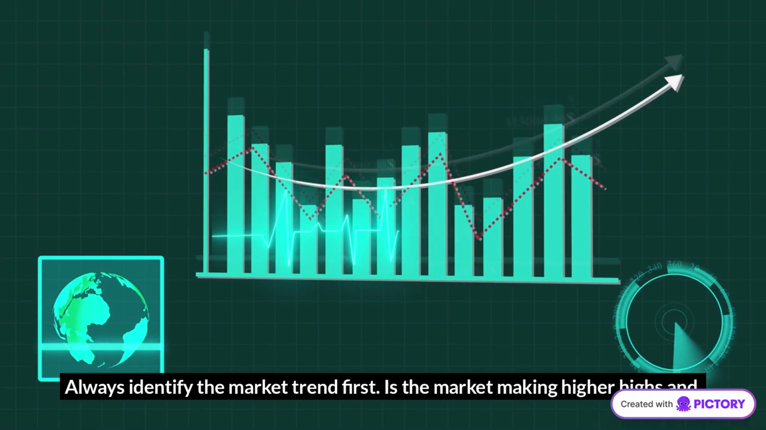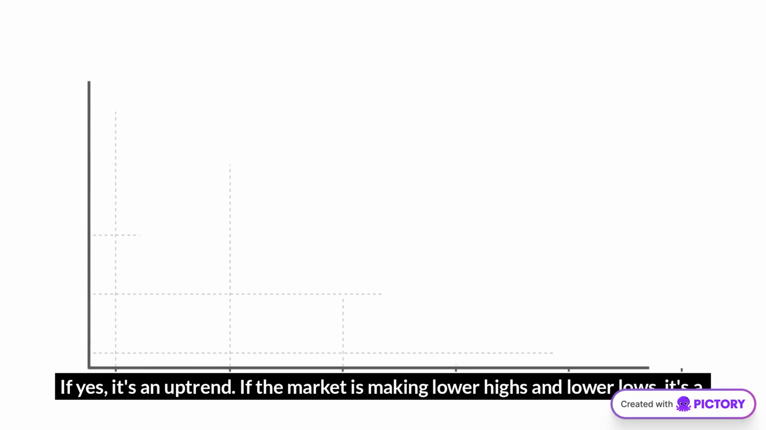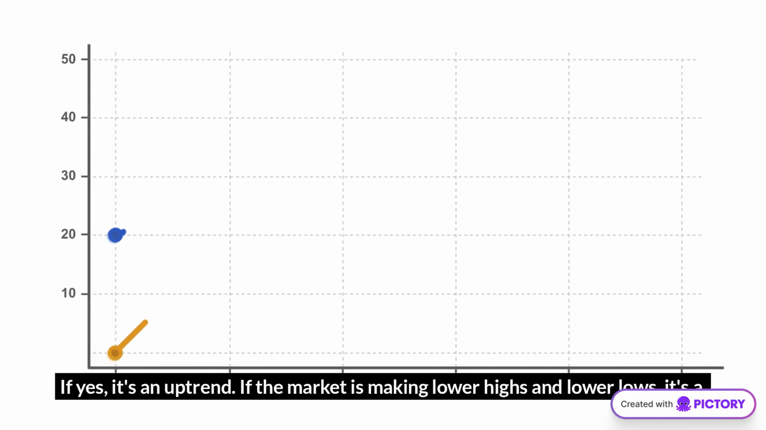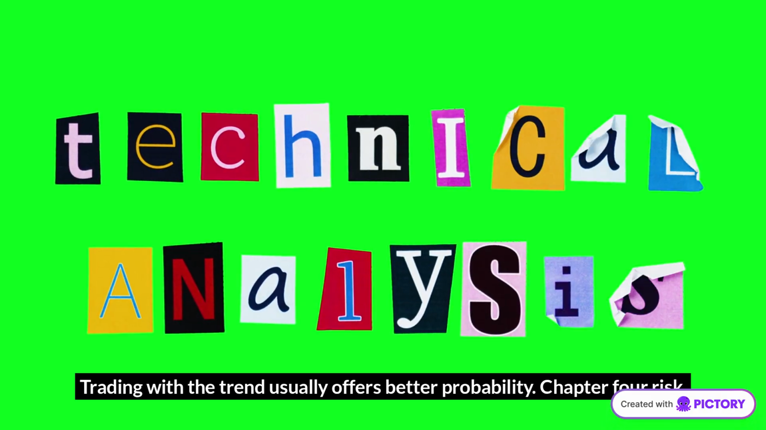Is the market making higher highs and higher lows? If yes, it's an uptrend. If the market is making lower highs and lower lows, it's a downtrend. Trading with the trend usually offers better probability.